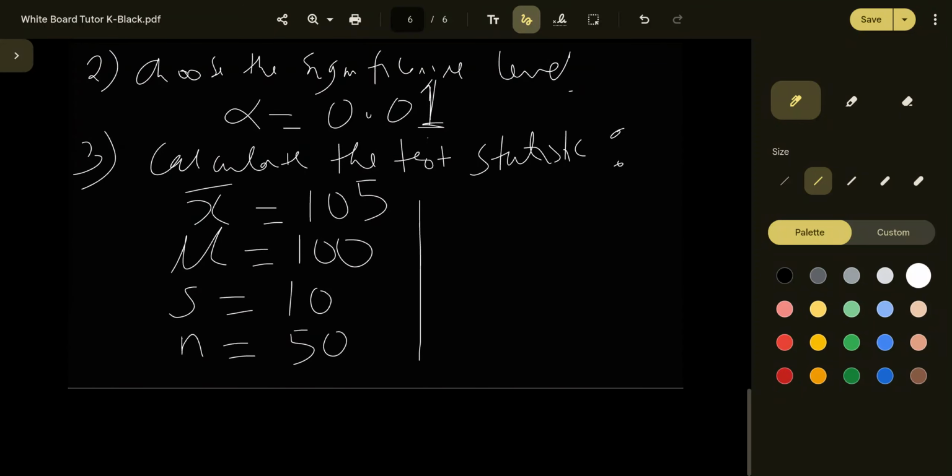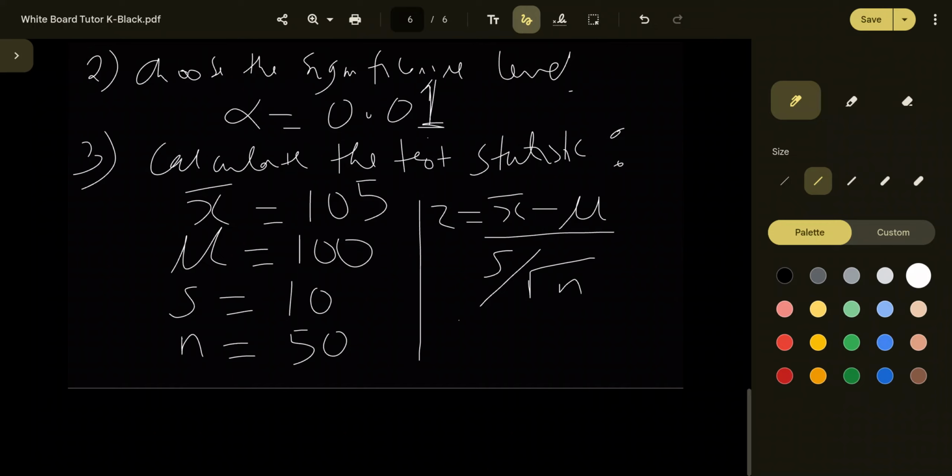So the formula, because you're using the z test, z will be equal to the sample mean minus mu, which is 100, representing the population mean, over the standard deviation. This standard deviation, you are dividing it by the root of n. Okay, you are dividing it by the root of n.